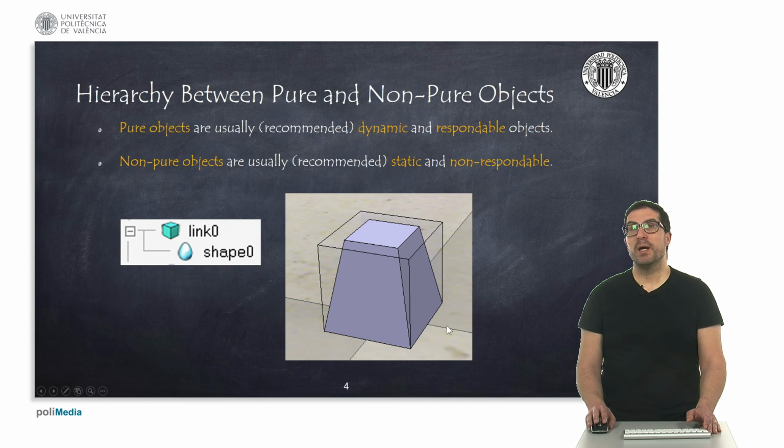Here we show an example in which we have a pure geometry and a non-pure geometry. The pure geometry is this cube here with the transparency, and the non-pure geometry is this object inside. As you can see, we have dragged the non-pure object inside the pure object to establish the hierarchy. Obviously, the better adjusted the pure geometry is to the non-pure geometry, the more realistic the simulation will be.